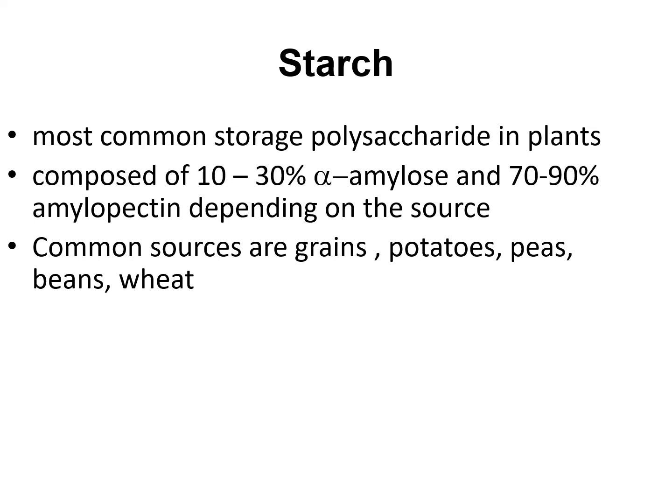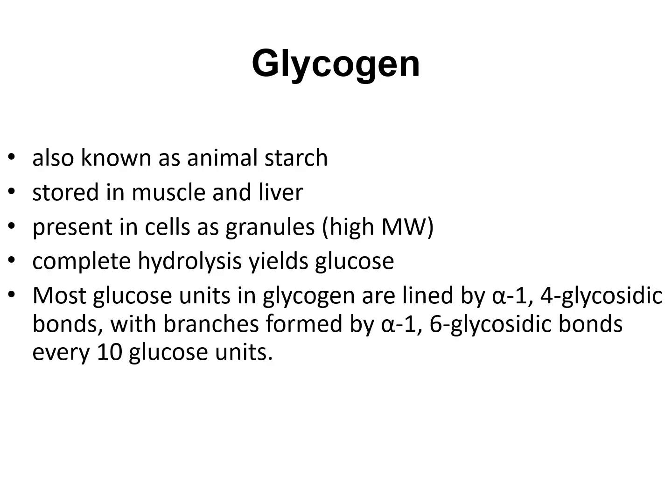And then, of course, I'm sure all of you are aware of the common sources of starch, for example, grain, potatoes, peas, beans, wheat, and so on. Glycogen is also known as animal starch, stored in muscles and liver. As you remember from previous slides, glycogen does not stay for a long time, and that's why we need to keep taking in carbohydrate to fulfill our energy need. Most glucose units in glycogen are linked by alpha 1 to 4 glycosidic bonds. You also have to understand that the formation of these linkage bonds sometimes has parallel bonding that causes a very complex branched structure of these polysaccharides.